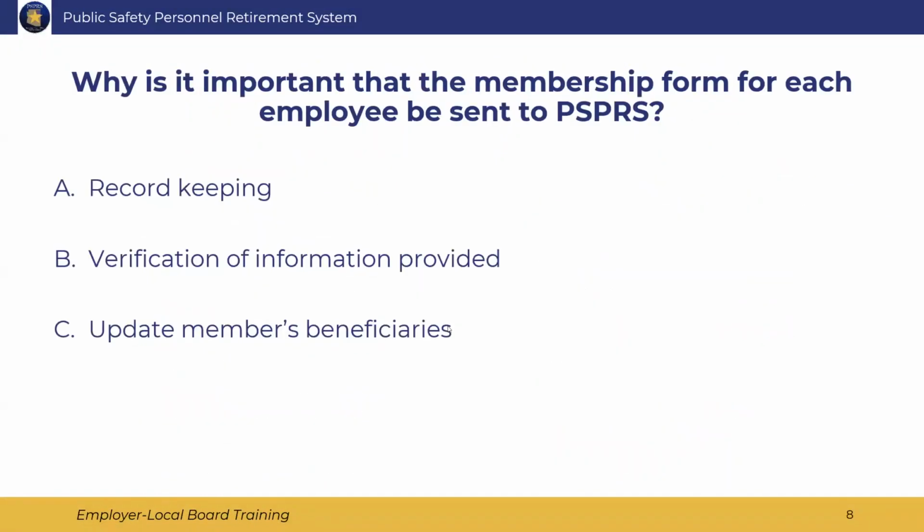So next, why is it important that the membership form be sent to the public safety retirement system? I kind of provided you some of the answers earlier. Is it record keeping? Is it verification of information provided? Or update member's beneficiary? Well, it's actually all of the above.